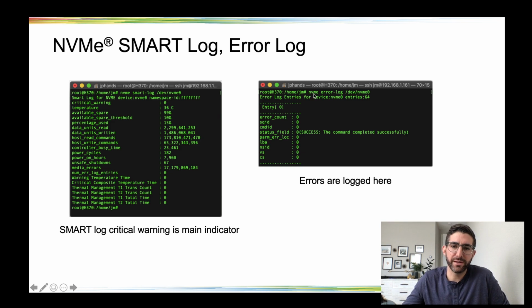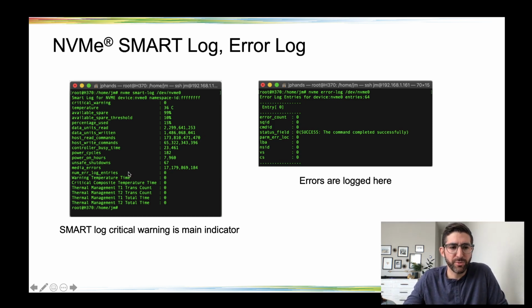Now, if you just do a sudo nvme error-log /dev/nvme0 or whatever your NVMe device is, it'll dump the entire error log entry. And generally, if there are errors, you'll have a critical warning or something in here that suggests you have errors on the drive. But if you do have an error, this is where to look to find out where that error happened.